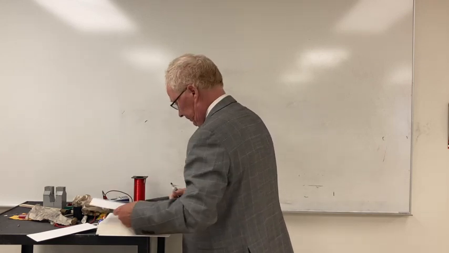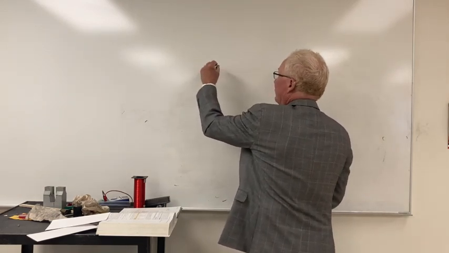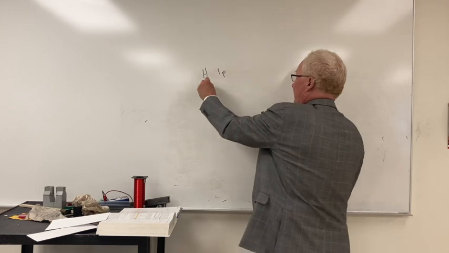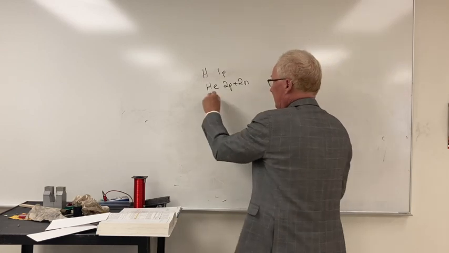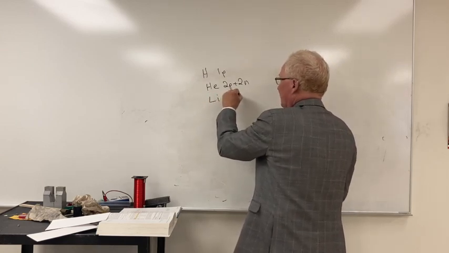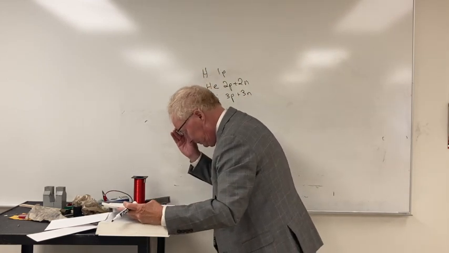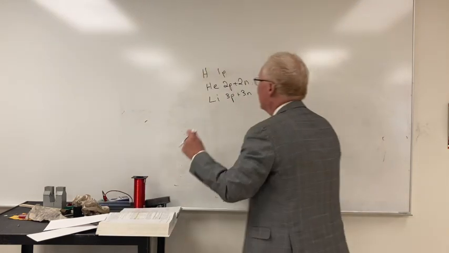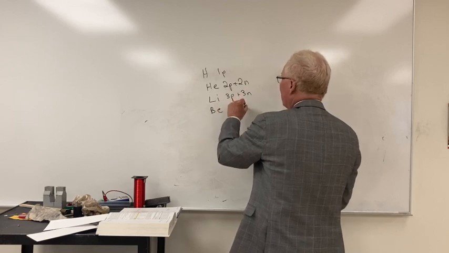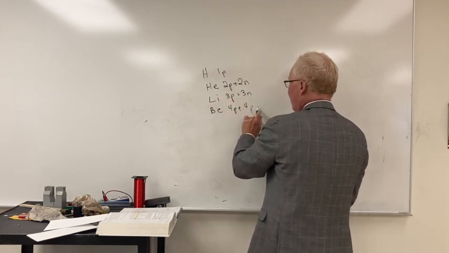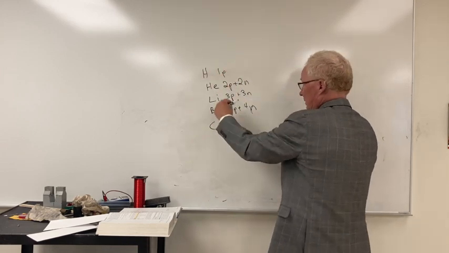All right, we have hydrogen, which is 1 proton. We have helium, which is 2 protons plus 2 neutrons. Then the next one is lithium, which is 3 protons plus 3 neutrons, and then beryllium, 4 and 4. And then we go working our way up. We get carbon.